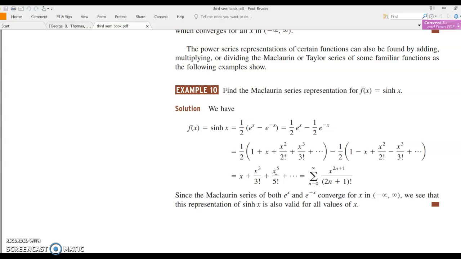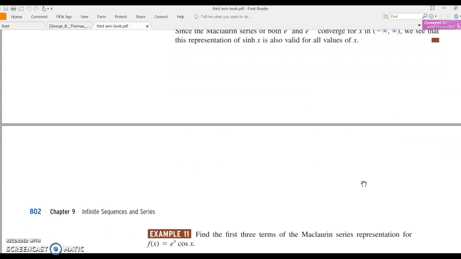And this is 1/2 times (1 plus x + x squared by 2 factorial plus etc.) minus 1/2 times (1 minus x plus x squared by 2 factorial minus x cubed by 3 factorial plus etc.). After rearranging these terms, we can say that the summation from n equal to 0 to infinity of x^(2n+1) divided by (2n+1) factorial will be the series.